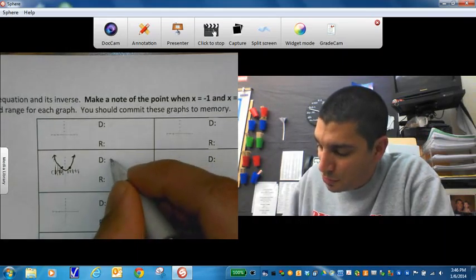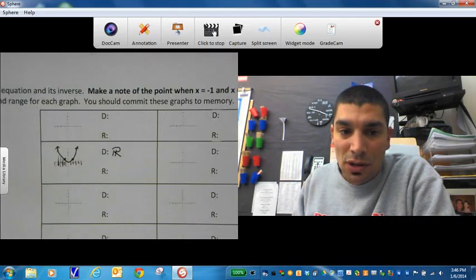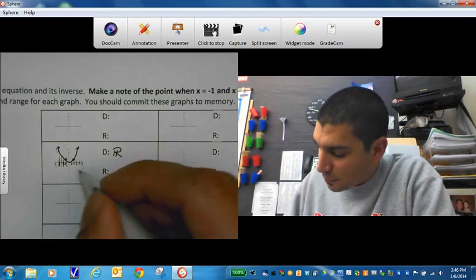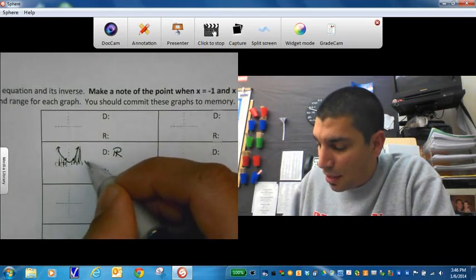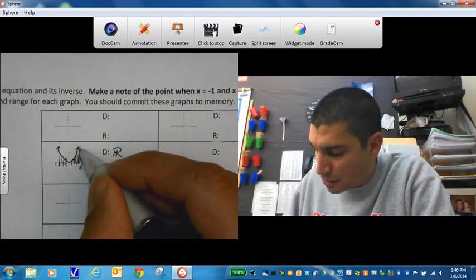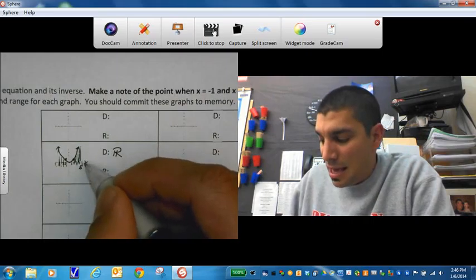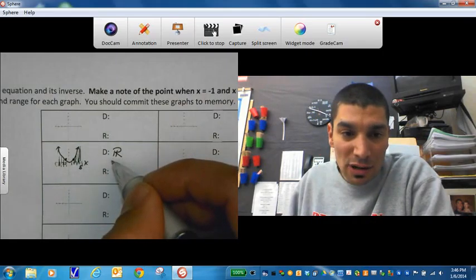I'm using all real numbers for my domain. There is a part of this graph that is touched that uses this. Is there a part of this graph when x is 5? Is there a part of the graph when x is 10? That's what I'm saying when I say the domain is all reals.